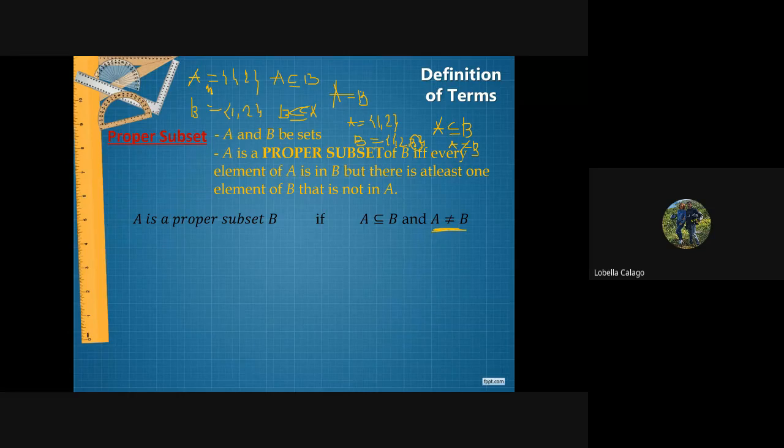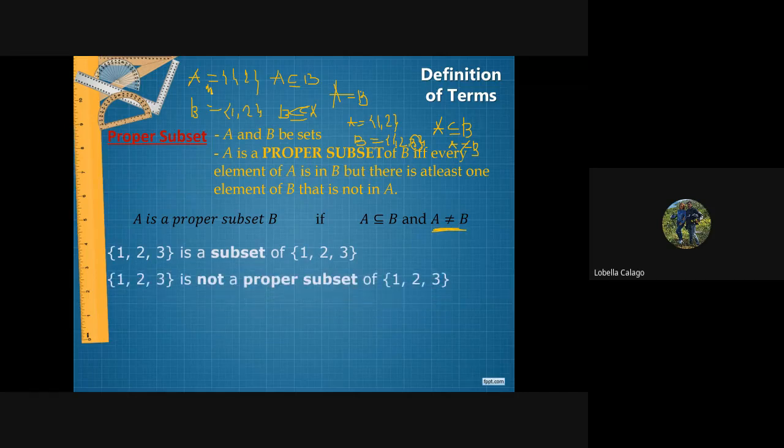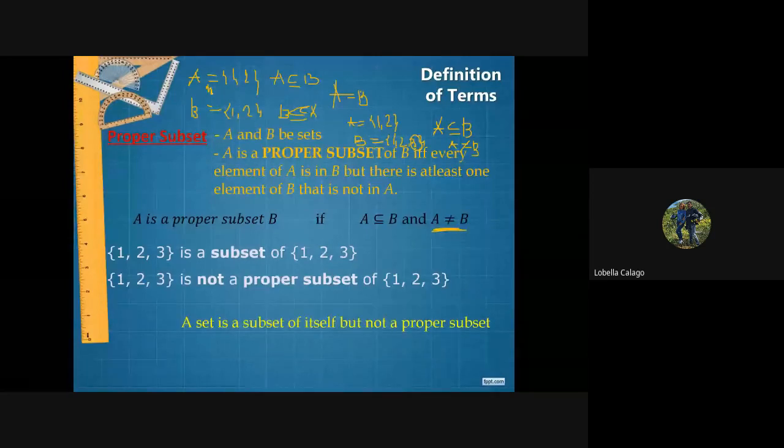Okay, so next. O, yan. We have {1, 2, 3} is a subset of {1, 2, 3}. {1, 2, 3} is not a proper subset, kasi nga, magkaparehas silang. A set is a subset of itself but not a proper subset. Pero pag merong 4 dito, automatic, {1, 2, 3} is a proper subset. A proper subset is a subset na dapat meron siyang element sa B na wala sa A. Okay? So, that is a proper subset.